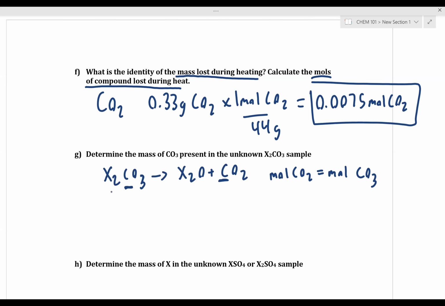Does that make sense? Does everyone understand why the moles of CO2 equal the moles of carbonate? Because we have the only carbon source and the only product containing carbon. And that's a hallmark of these sorts of conservation problems.